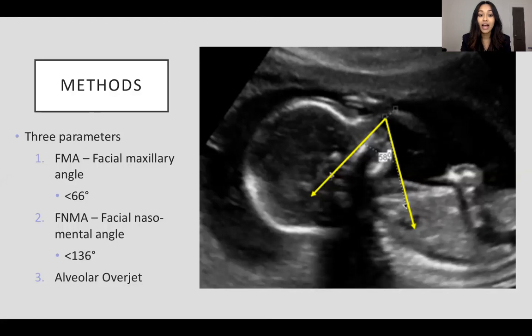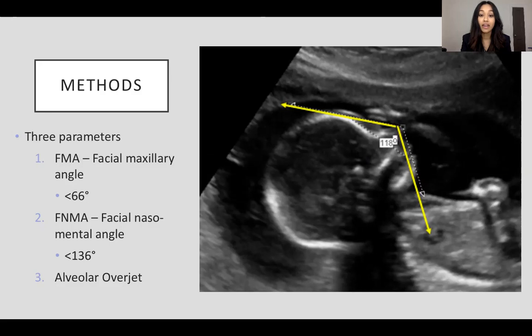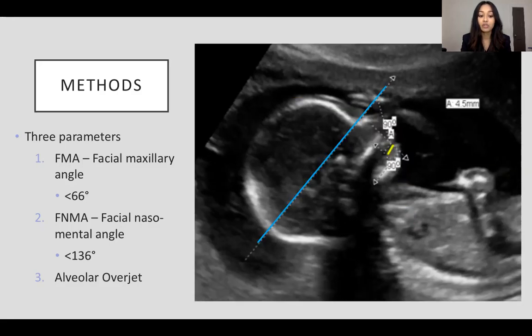First, we have FMA, or facial maxillary angle, as you can see on the right, and anything less than 66 degrees we considered micrognathic. Next, we have FNMA, or facial nasal-mental angle. Anything less than 136 degrees was micrognathic. And last but not least, a novel measurement, alveolar overjet, which you can see on the right is the yellow line, and then the blue line is representative of the Frankfurt horizontal.